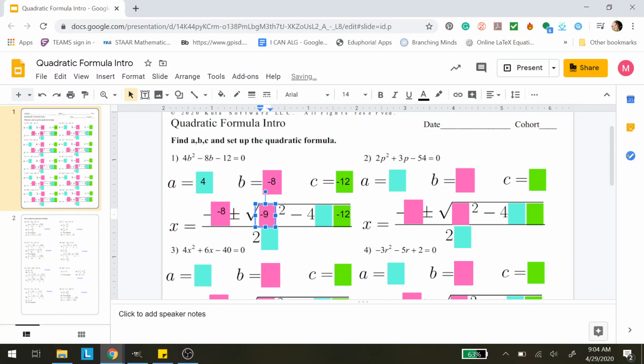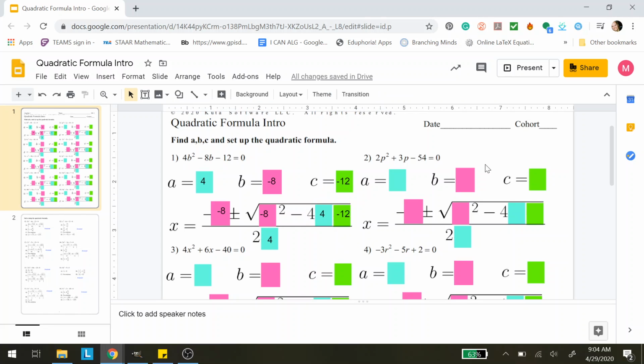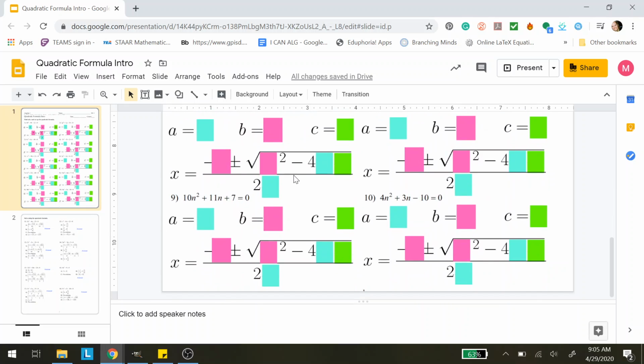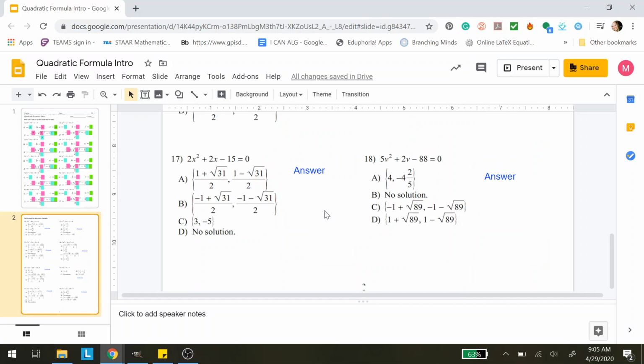Well, let me type in here. And then 4. That's it for the first 10 problems or so. Just being able to pull out those numbers is key. Now I'm going to show you what you do with them. I'm going to go to here.